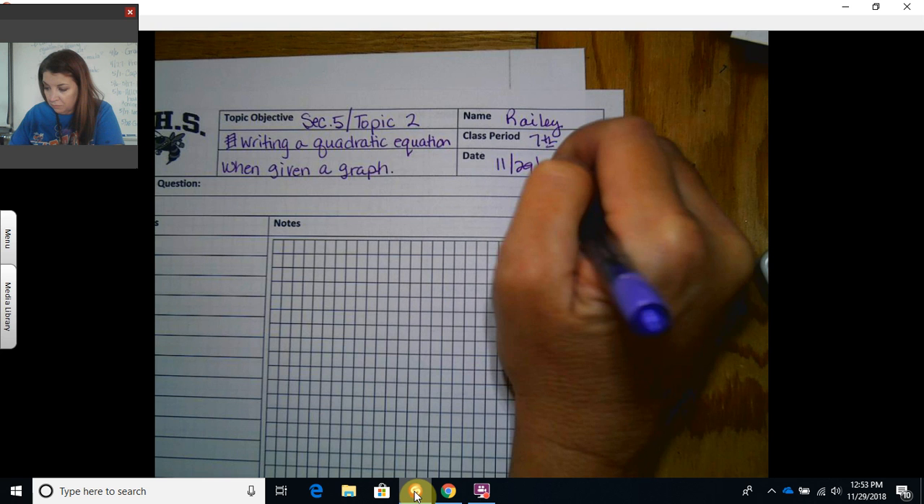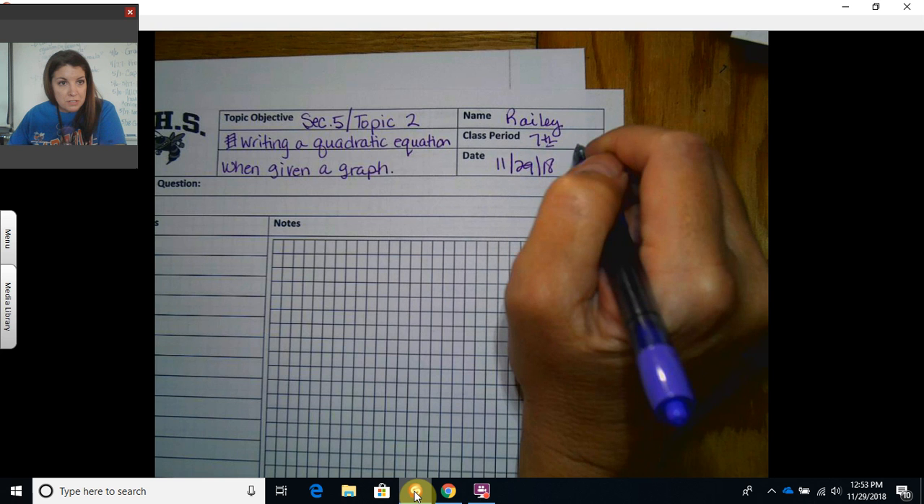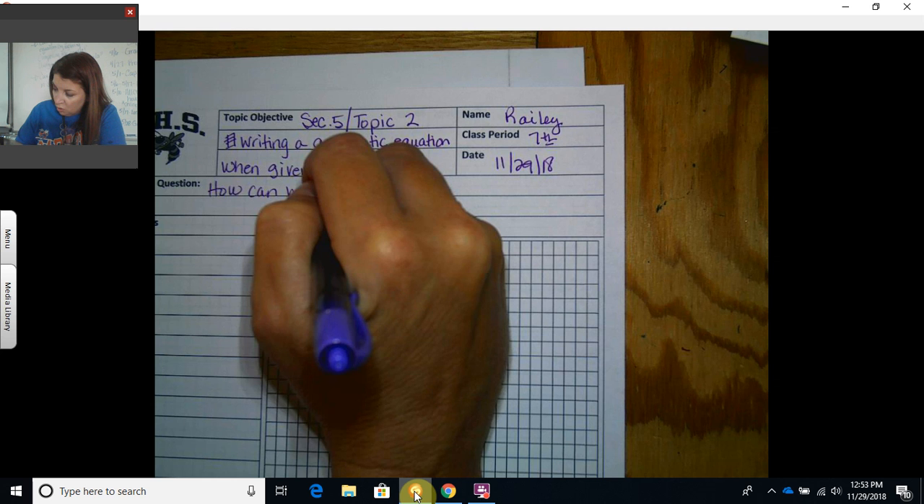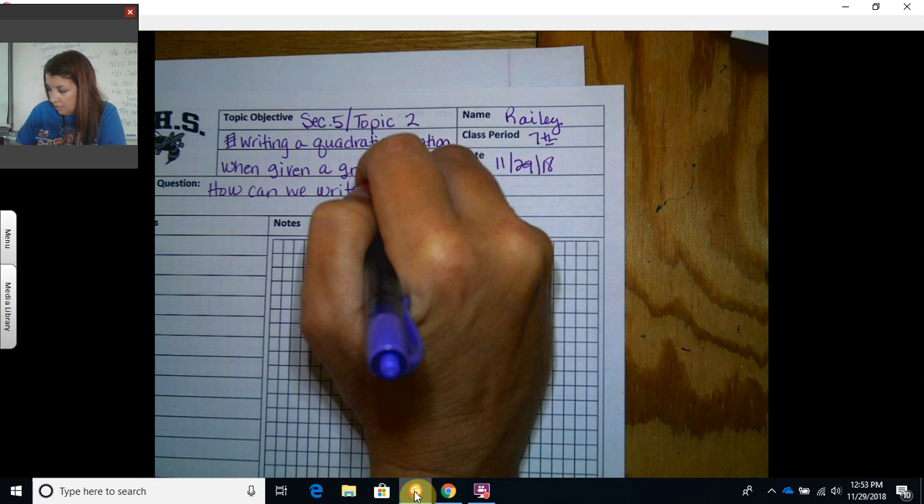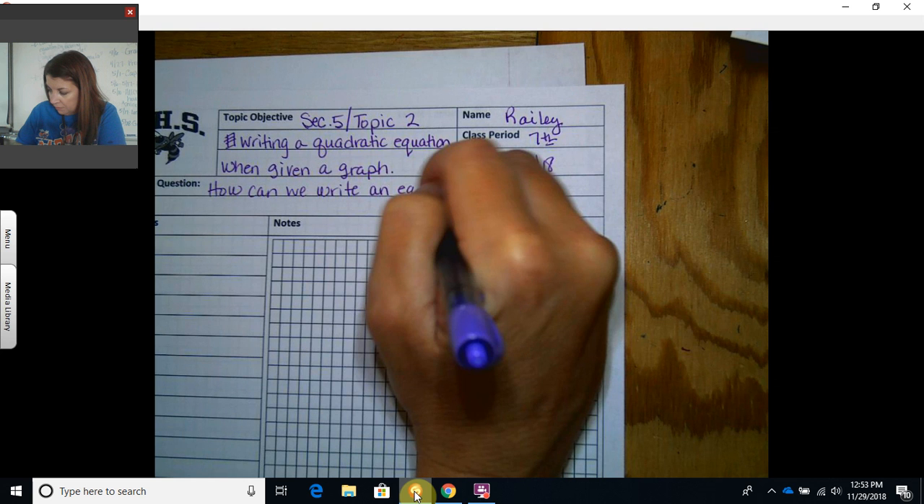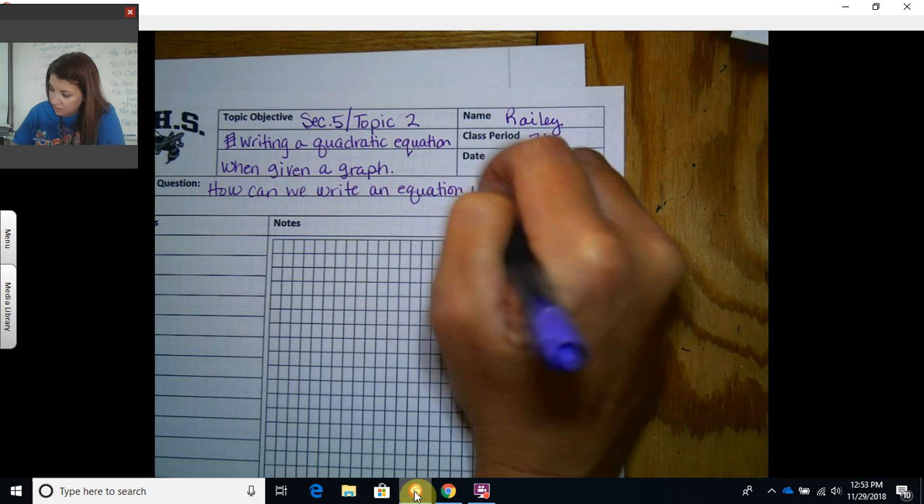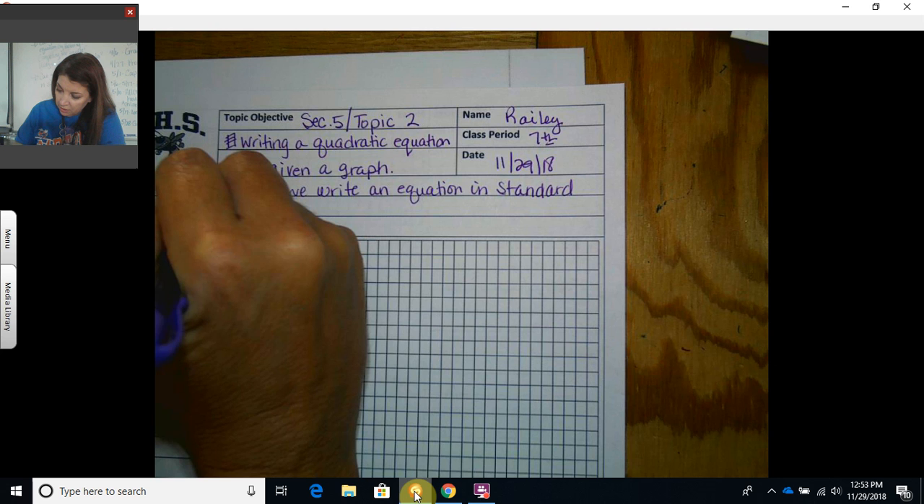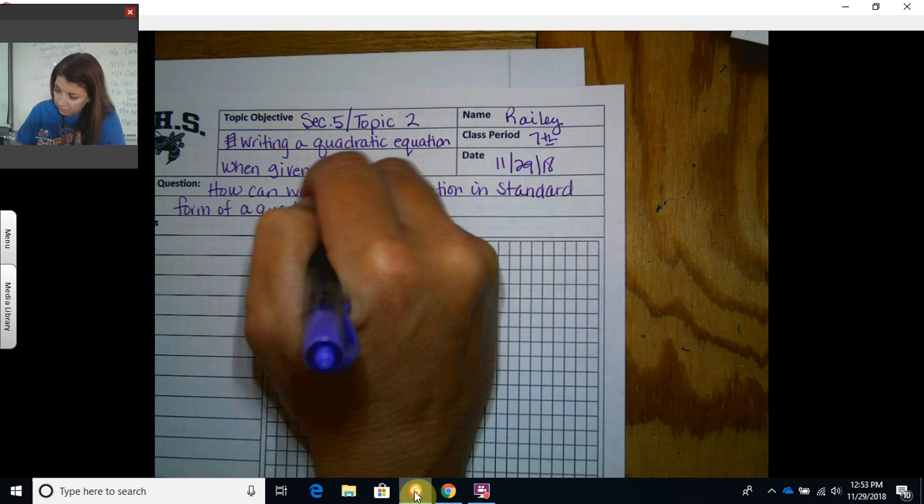And then our essential question, or the target question, is how can we write an equation in standard form of a quadratic when given the graph.